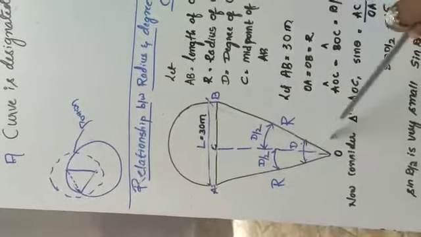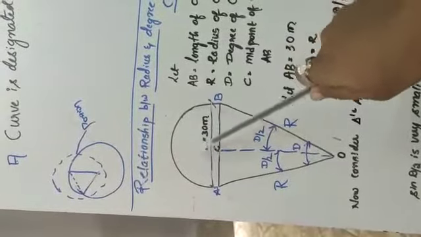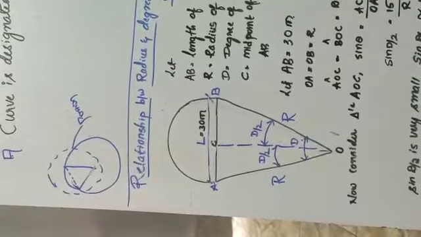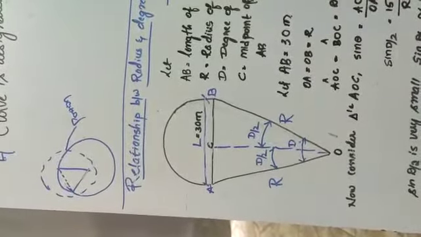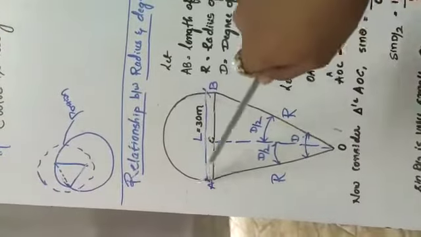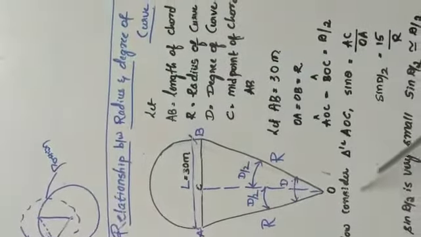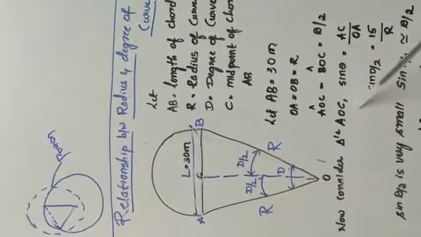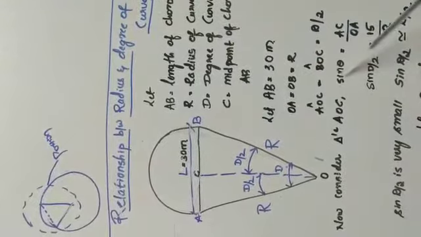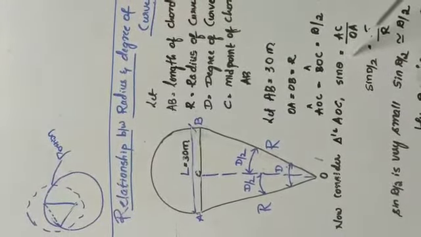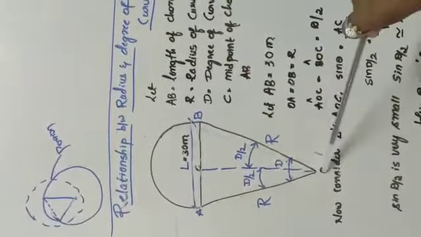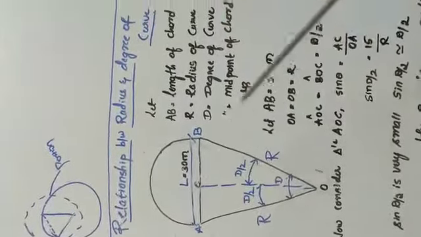So here what is known? The opposite and the hypotenuse are known. So what do you mean by sine theta in that? Opposite by hypotenuse. So you need to consider angle AOC, where in this triangle you need to take out sine theta. So sine theta is AC divided by OA, that is opposite by hypotenuse.